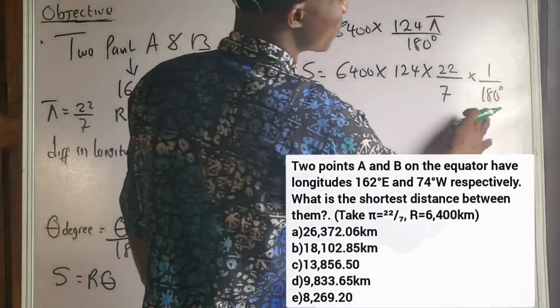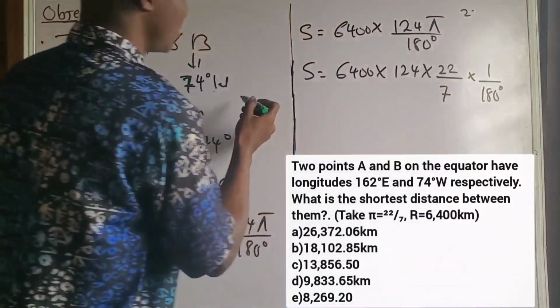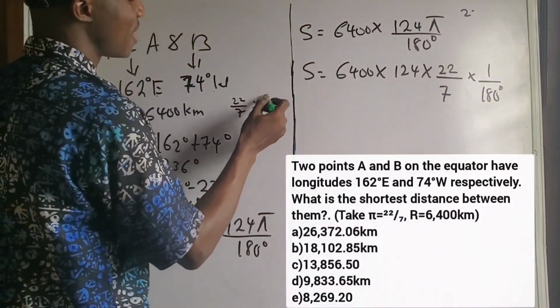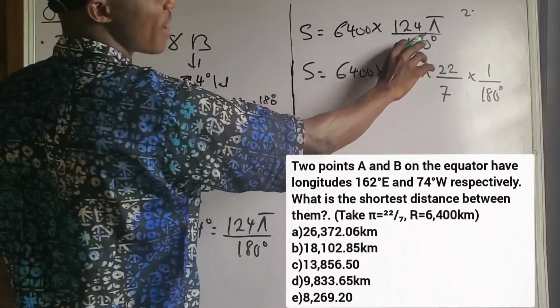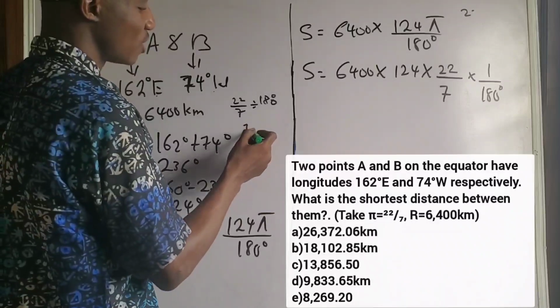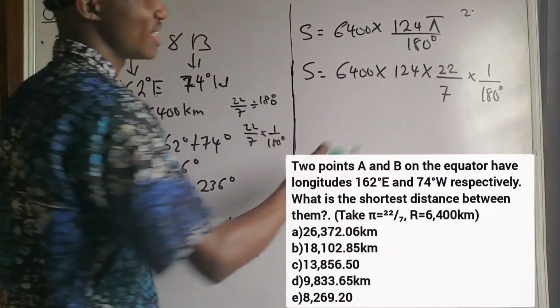If you are wondering how I got 1 over 180 degrees, you know that 22/7 divided by 180 degrees is the meaning of pi over 180 degrees. So that will be 22/7 times 1 over 180 degrees. That's how I have this.